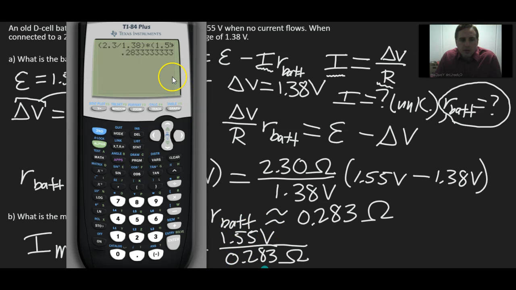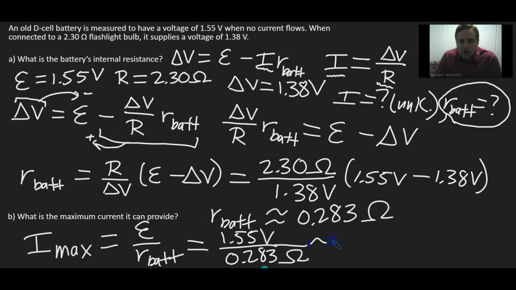Okay, so let's get 1.55 divided by 0.283. Okay, so we've got 5.48 or so. So the maximum current is approximately 5.48 amperes. Okay, so that ends this problem.